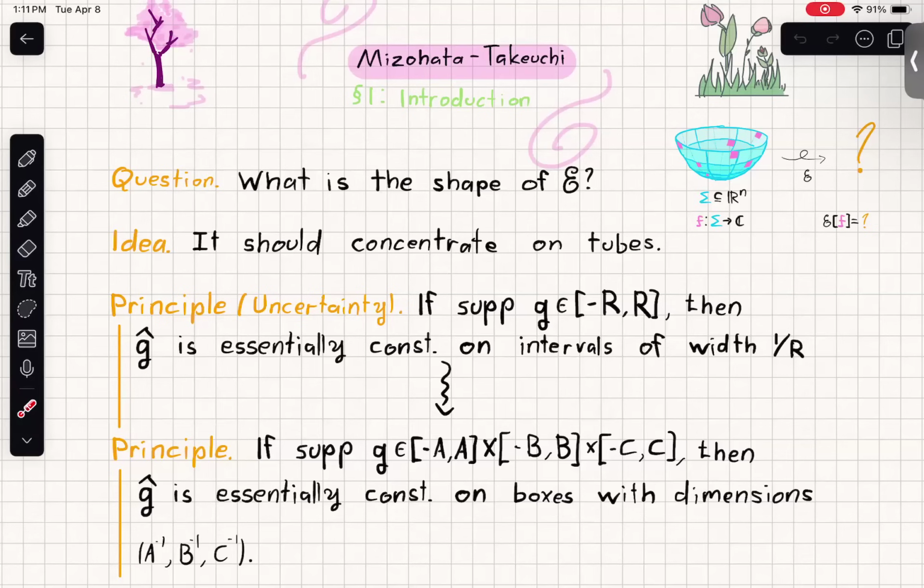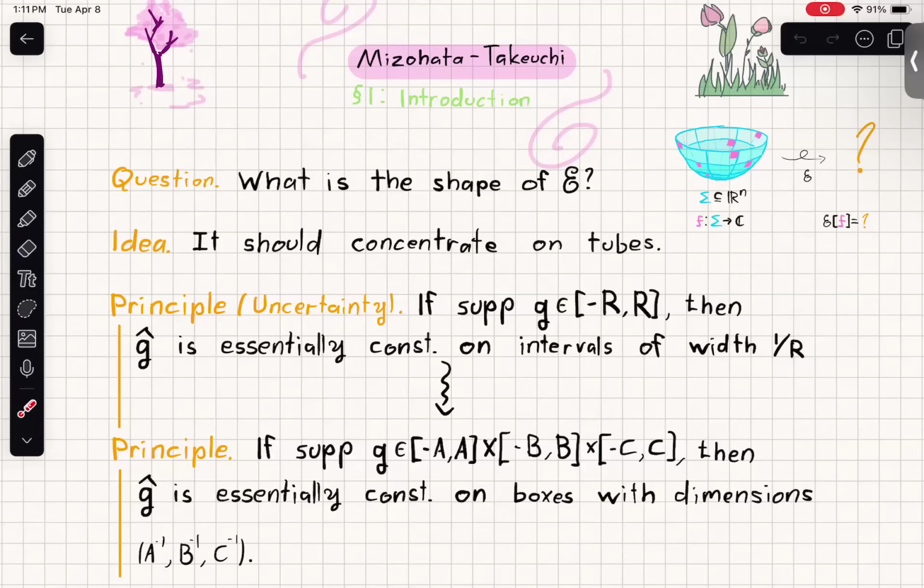And this is quantified in this way. If we start out with a function g, which we can think of as some frequencies that we're going to use to build a function g hat, then if we're only using frequencies that are within this set, which might not be too small, but whatever, then the Fourier transform should be concentrated on intervals with this width.